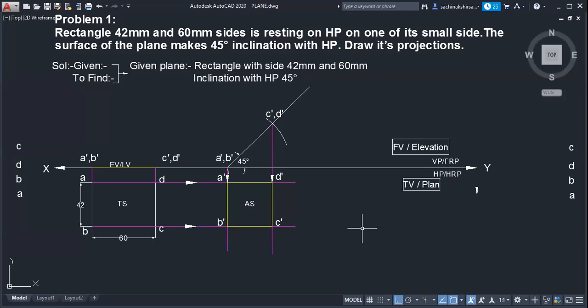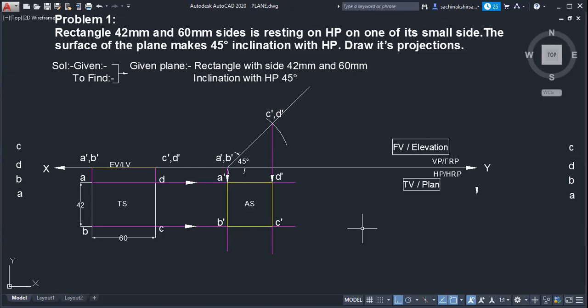If you want, you can measure this apparent shape. It is not asked in the problem, still you can measure. If you measure A dash B dash, C dash D dash, they are all 42. So what can we conclude here? The plane given was a rectangle. How is its apparent shape? If all 4 sides of a geometrical figure are the same, what do we call it? It is a square of 42 mm side.